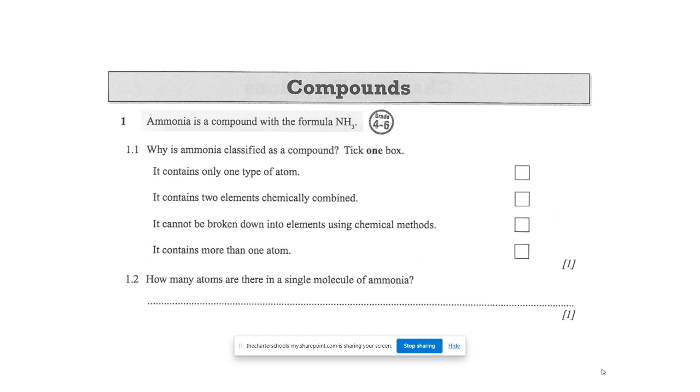Ammonia is a compound with the formula NH3. Why is ammonia classified as a compound? Remember the definition of a compound: it contains two or more elements chemically combined. So the second answer was correct.